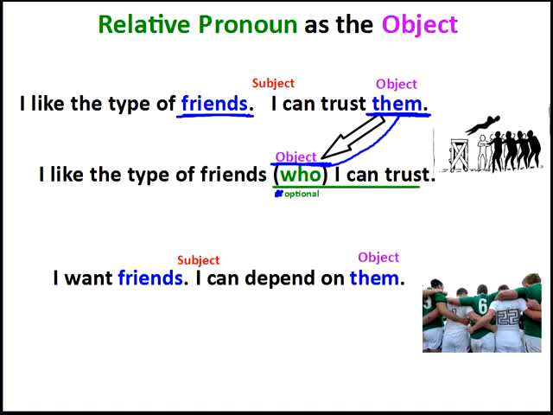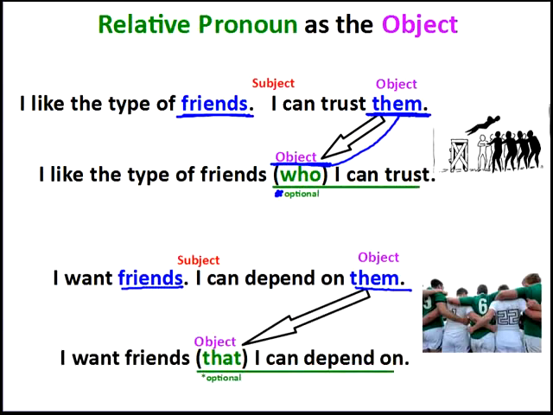Let's look at the second sentence. The second sentence reads, I want friends. Next sentence, I can depend on them. Again, friends and them is the common factor. I'm going to take away the word them and replace it with the relative pronoun, and it's going to look like this. I want friends that I can depend on.